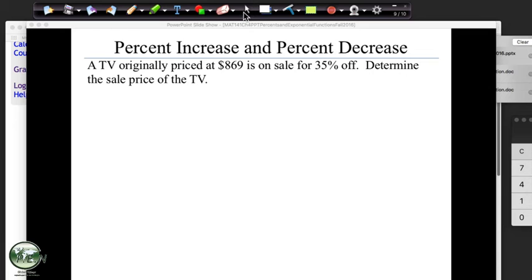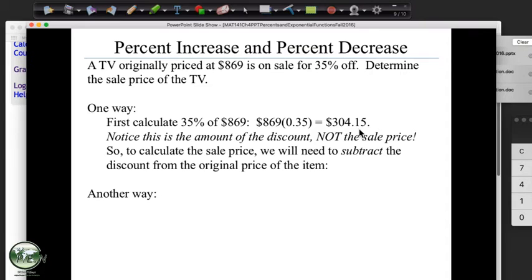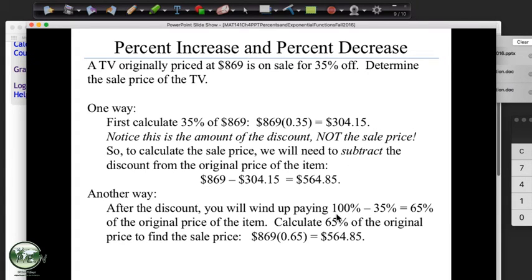So let's see how they do it. I think, yeah, so they do it both ways. Notice they got $304.15 as the discount, and then you still have to subtract, and then you get it. The other way is to use the 65% as we did, and you get the answer right away. Okay. So again, those are built into the PowerPoint. If you want to look at that later, you're welcome to it. It's also in the video. So showing you two different ways to do it.